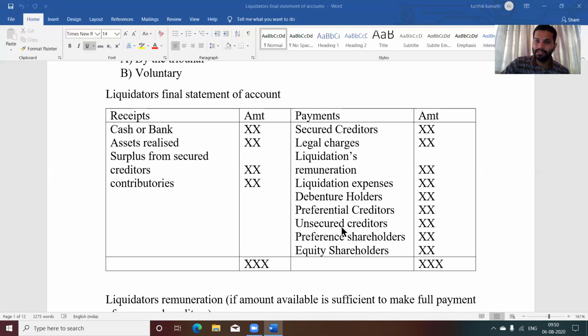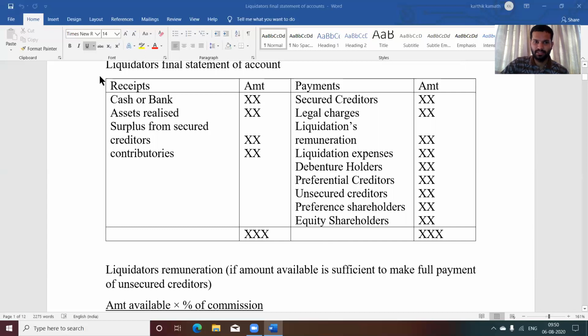Then unsecured creditor. Usually in the problem, it is a balancing figure. After doing all the adjustments, the remaining amount is transferred to unsecured creditor. And there is the preference shareholder. They need to be paid in priority over equity shareholder. And finally, equity shareholder is there. So this is the format of the liquidator's final statement of account.